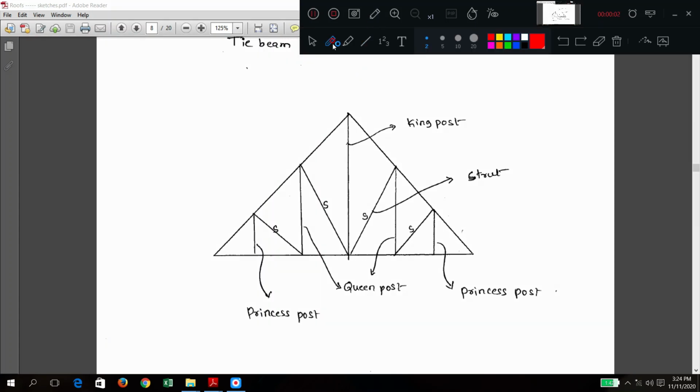Good afternoon once again. This is also a combination of king, queen and princess. King, queen, princess. Apart from that you have struts. This is a combination of these two struts.